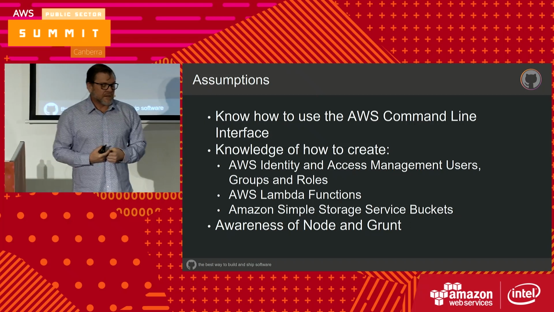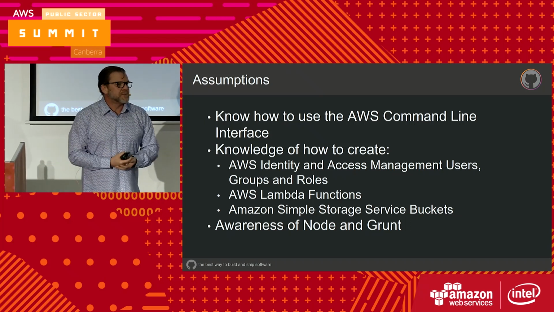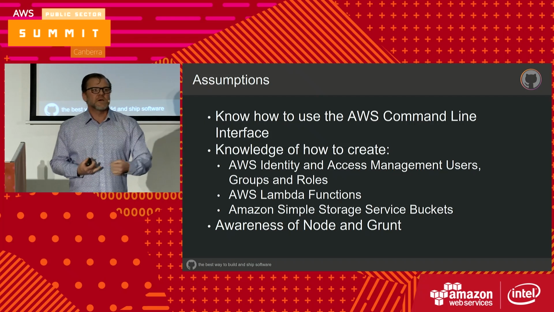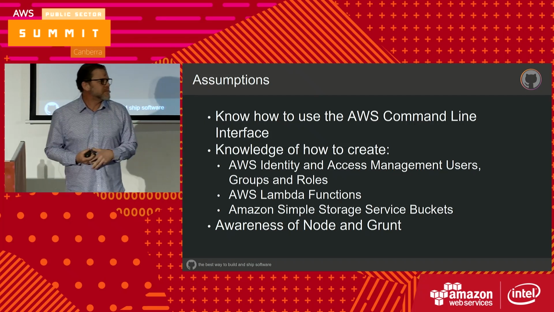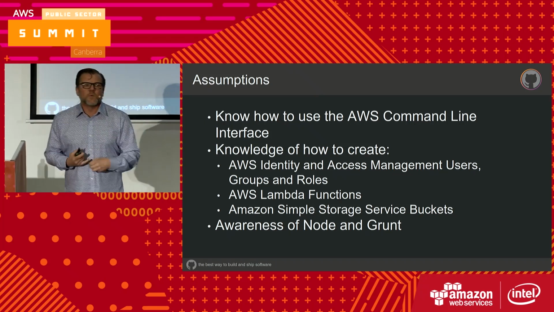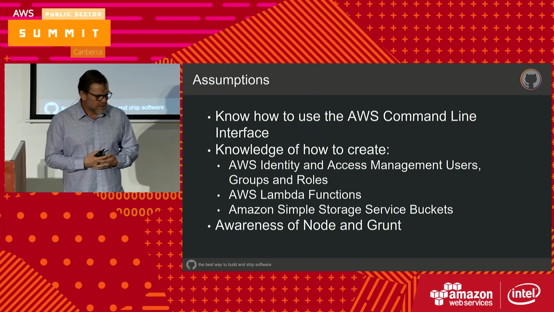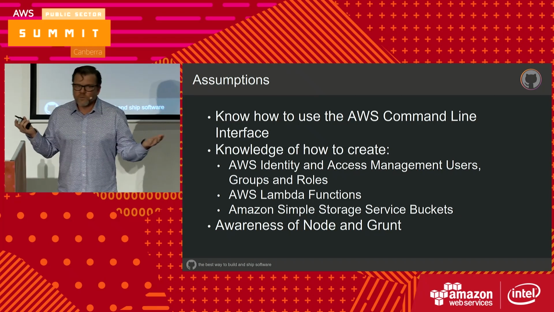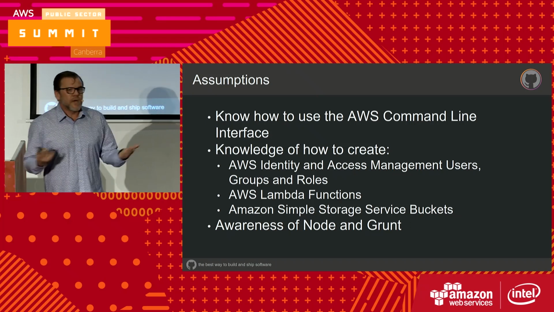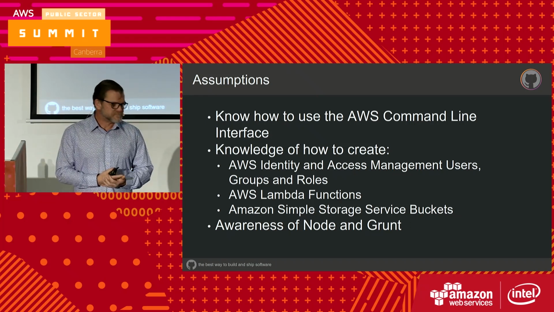We assume that you know how to use the AWS Identity and Access Management console to create an administration user that we're going to use to programmatically update the Lambda function so that we don't have to go in and do it ourselves. Obviously, you know what a Lambda function is. That would be a good assumption to make. And that you know how to use Amazon S3 storage buckets.